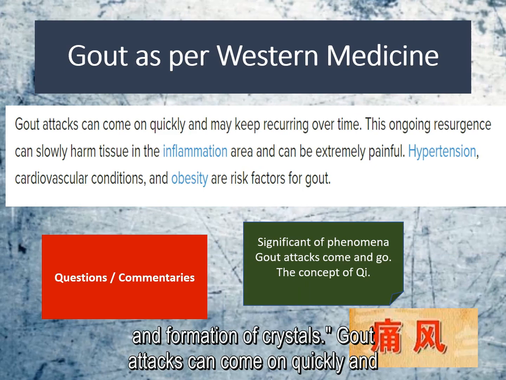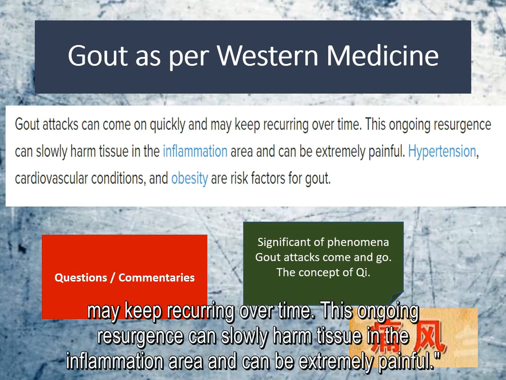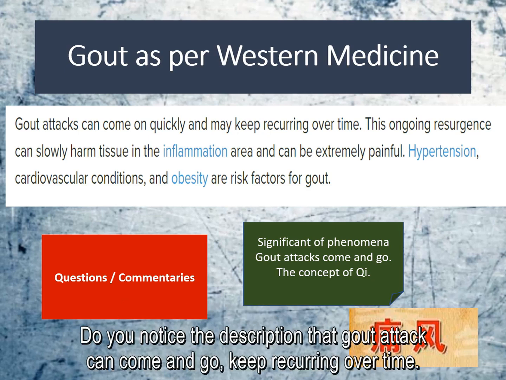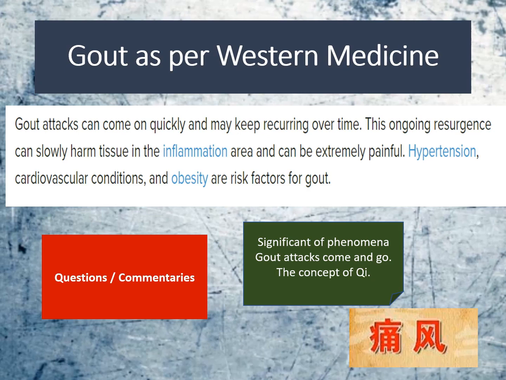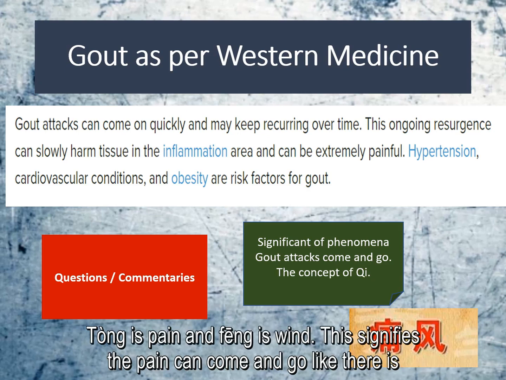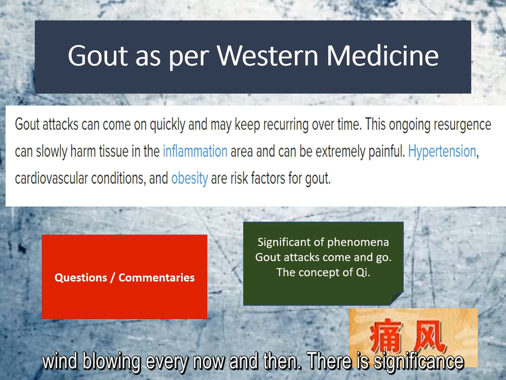Gout attacks can come on quickly and may keep recurring over time. This ongoing resurgence can slowly harm tissue in the inflamed area and can be extremely painful. Do you notice the description that a gout attack can come and go, and keep recurring over time? The Chinese word for gout is 痛风. 痛 is pain and 风 is wind. This signifies the pain can come and go like wind blowing every now and then.